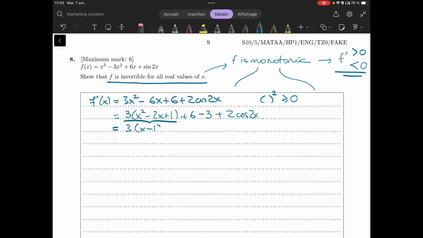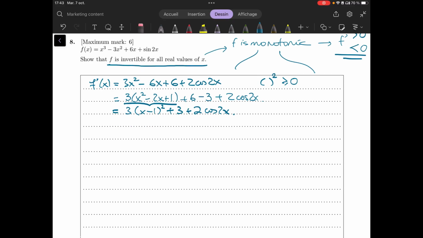This term is now 3 times x minus 1 squared. 6 minus 3, 2 cos 2x. Cos of 2x is always between -1 and 1 for all real x. This part is optional, but I highly recommend it. Therefore, 2 cos of 2x is between -2 and 2.